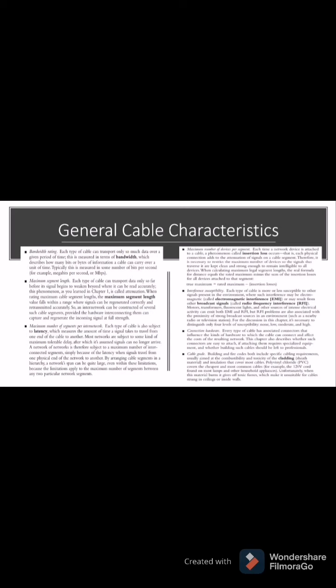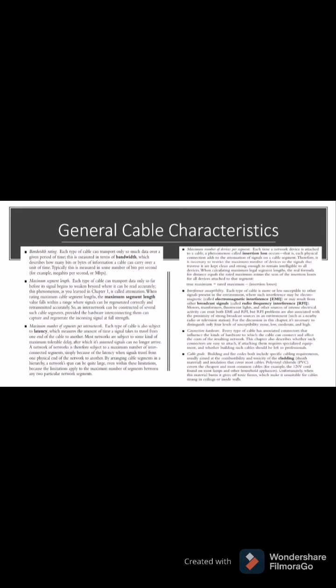Maximum number of devices per segment. Each time a network device is attached to a cable, a phenomenon called insertion loss occurs. That is, each physical connection adds to the attenuation of signals on a cable segment. So when calculating maximum legal segment length, the formula is: distance equals the rated maximum minus the sum of insertion losses for all devices attached to the segment. So for example, true maximum equals rated maximum minus insertion losses.